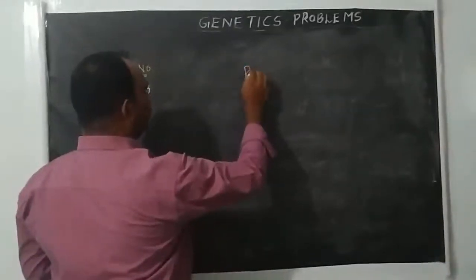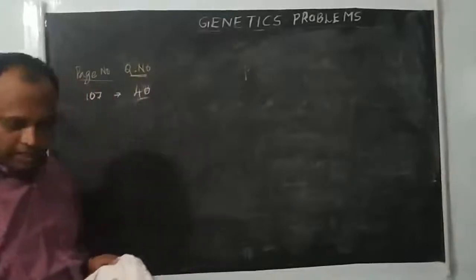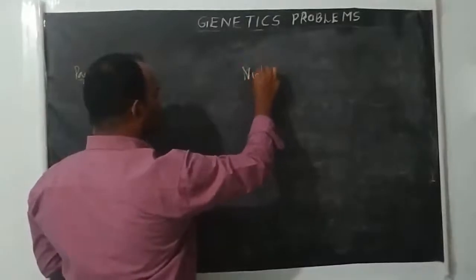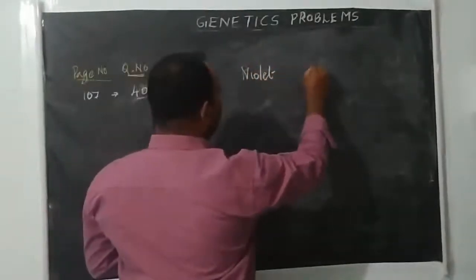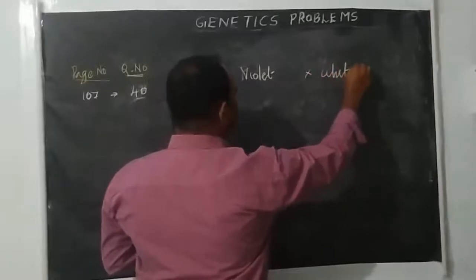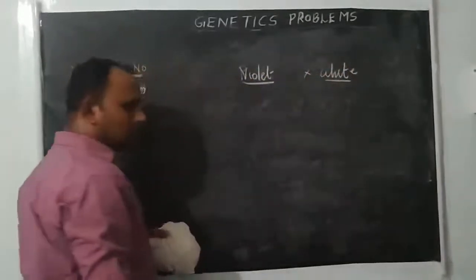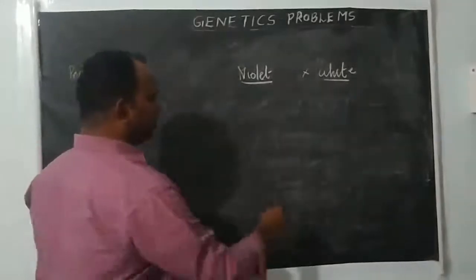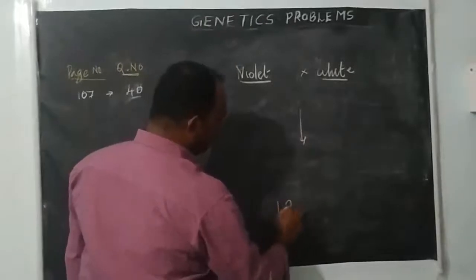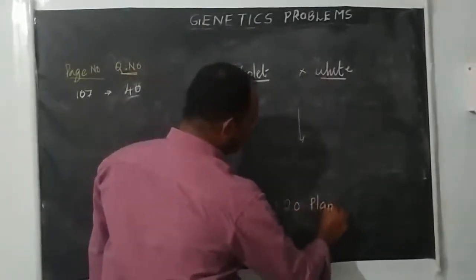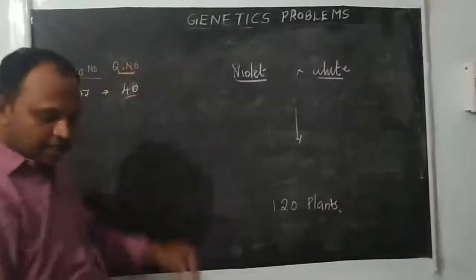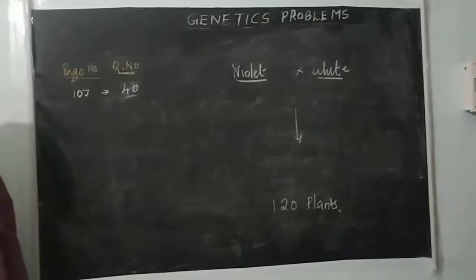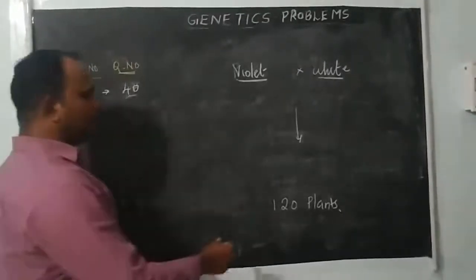Violet color flower is the dominant color. Pure violet and white color flower, they are crossing. In this cross, how many plants did they get? Totally 120, right? So in this cross, they got totally 120 plants. It's nothing but a monohybrid cross. And they are asking how many plants are violet and how many plants are white. It's a simple typical monohybrid cross.